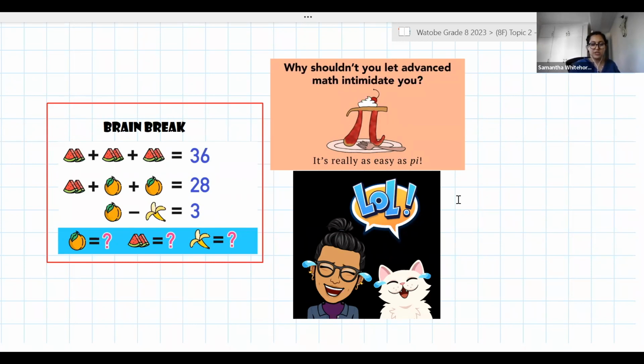Remember, brain break, we're just taking a break from what it is that we're doing. We're still doing something maths related, but we're just taking a little break so that we can do something fun before we carry on with the maths.